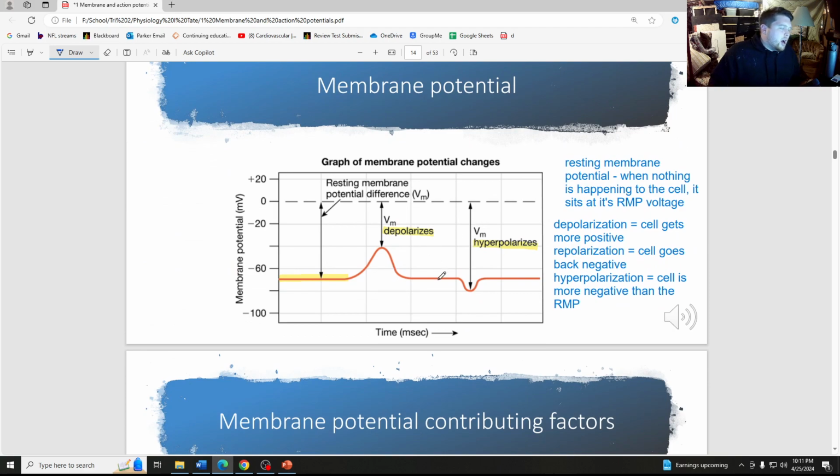Jumping into a couple of definitions. Where the cell typically sits, where it maintains, where it finds balance at rest, is known as the resting membrane potential. So when nothing is happening to the cell, it's going to sit at resting membrane potential. Remember, for neurons, that's at -70 millivolts.